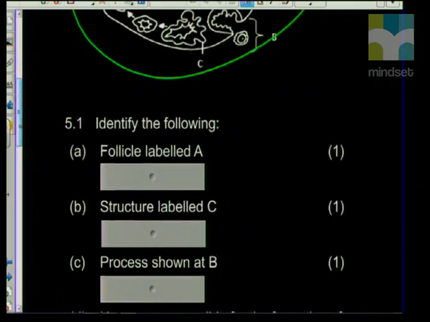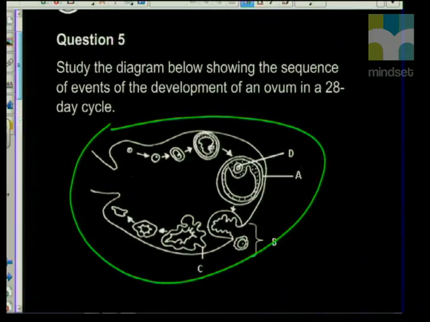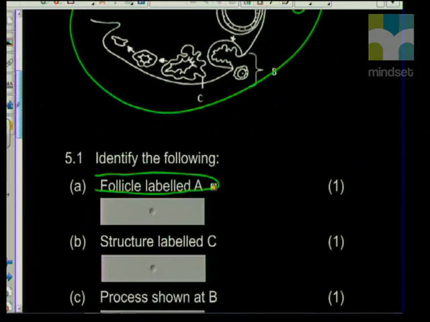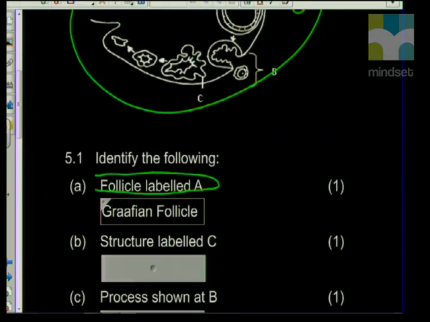Okay, identify the following. The follicle labeled A. Oh, A, there it is. It's looking for a follicle. Remember, I gave you that huge word called Graafian follicle. Okay, it's a Graafian follicle. The Graafian follicle is where we produce the ovum inside. Right, the ovule. Sorry, the ovule inside is where we produce it.